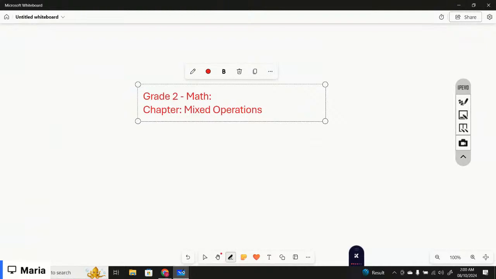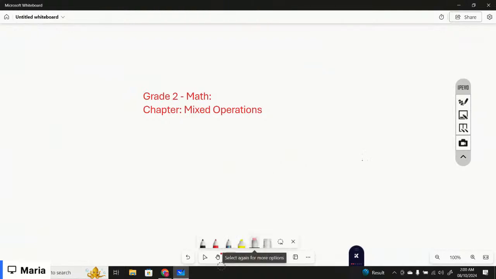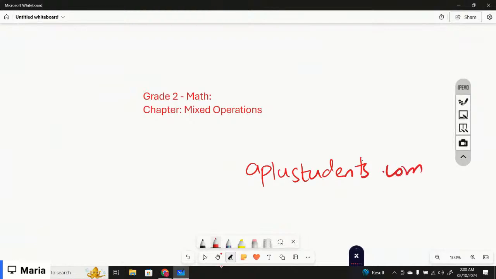You can find all the lessons on aplusstudents.com. You have to log in there using your email address and password as provided by the administrator. Then you have to select math from the subject tab. Scroll down to grade 2 math and then click on view all lessons. There you can find a list of the chapters. We're going to start with the chapter mixed operations.